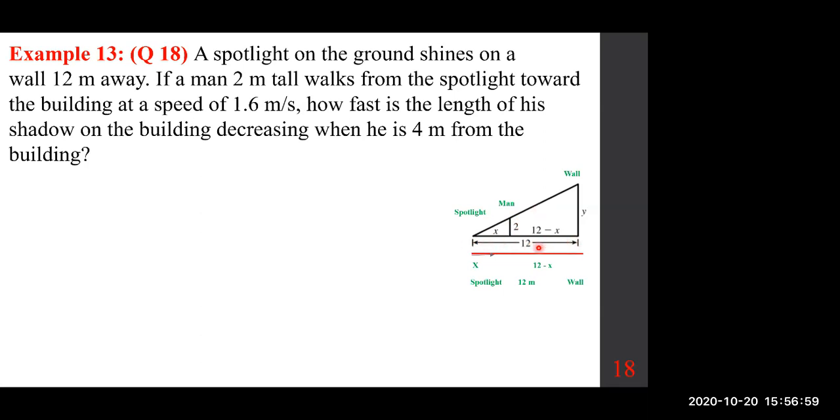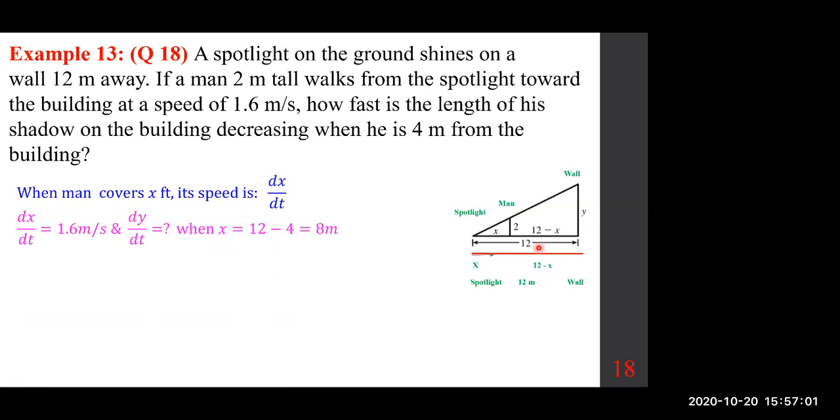So let's write the given. When the man covers x feet, its speed is dx dt. dx dt is 1.6 meters per second, okay? dy dt is missing when x is 12 minus 4 or 8 meters. You can think of it as how we arrive at x, okay? Remember, x, and this distance is 12 minus x. I hope it's clear to everybody.